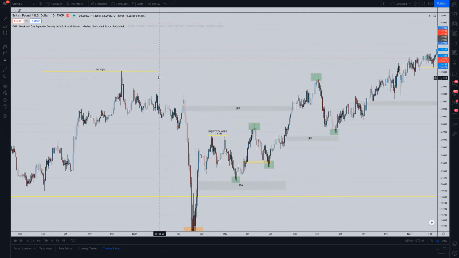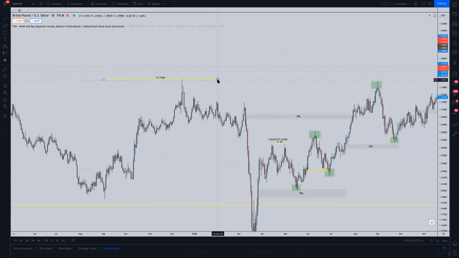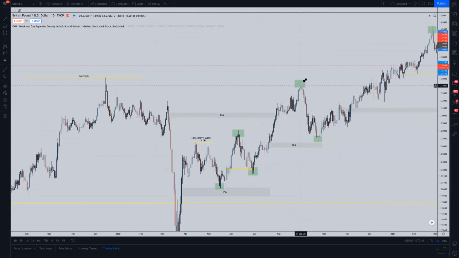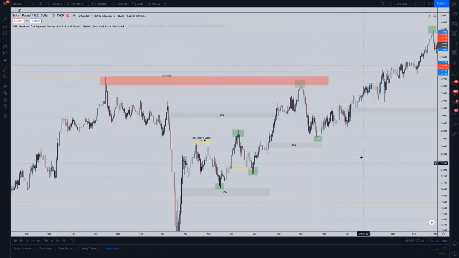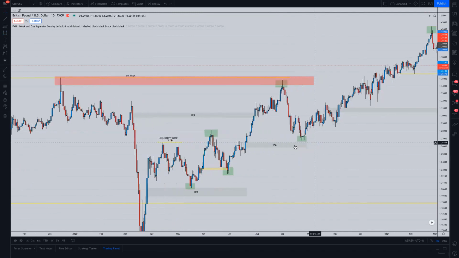So we had the IPA over here. Once we broke past that level, we also knew we were going to contest this high over here. As you can see, we fell very short of it. But naturally, retail traders will draw that as what? Equal highs. So we know there's going to be a ton of orders in this area now. So now that creates the liquidity. Once we create that liquidity, we drop back into this zone right here.